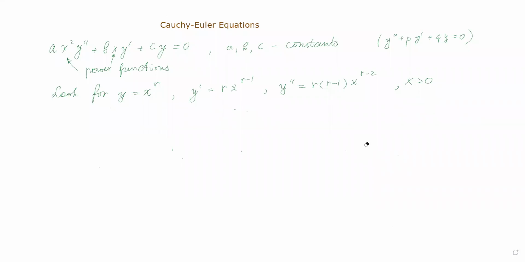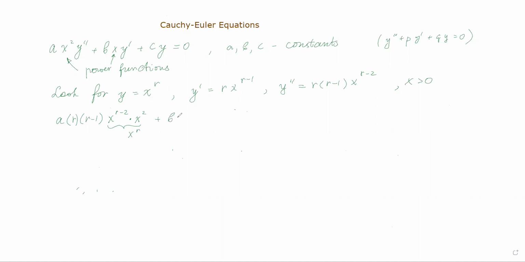Why? Well, because we are dealing with power functions, and powers are not always going to be like natural numbers. Let's see how it's going to work. So I'm going to plug in all the derivatives, and I'm going to have a. And for the second derivative, I'm going to have r and r minus 1, and r x to the power of r minus 2 multiplied by x squared is going to give me x to the power of r again, right? If I add up powers.